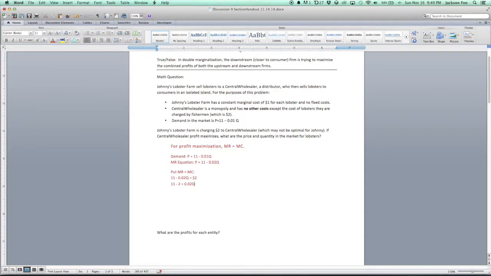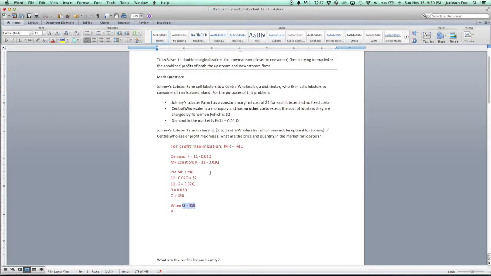11 minus 2, which is 9, equals 0.02Q. To get Q back to a whole, we multiply both sides by 50, and we get Q equals 450. Now when Q equals 450, P becomes, we remember in this case another important step, we're just going back to monopoly.